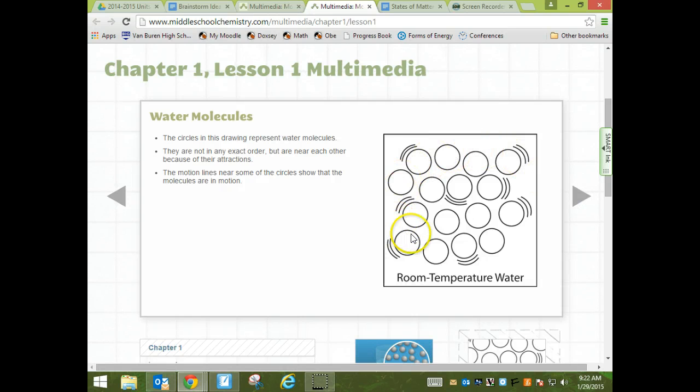So here's another picture. See how there you might see little lines? So if you have to draw it, you want to draw lines to show that they're actually moving.